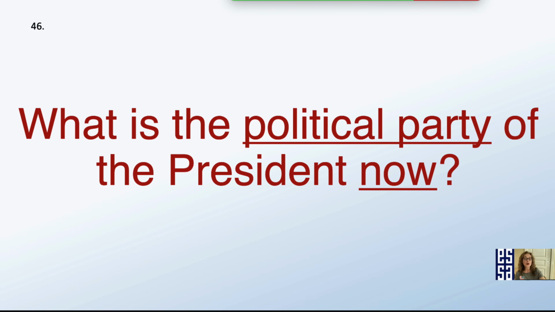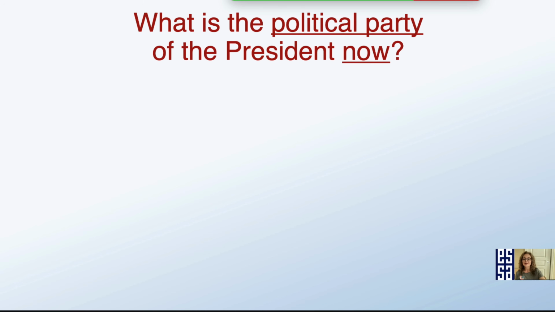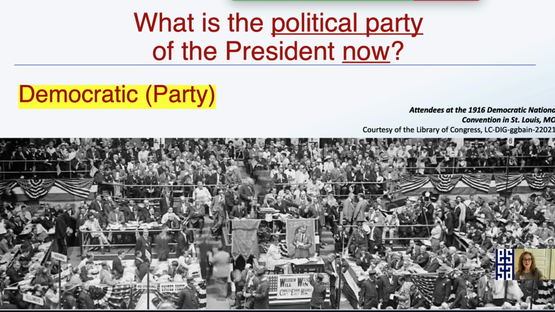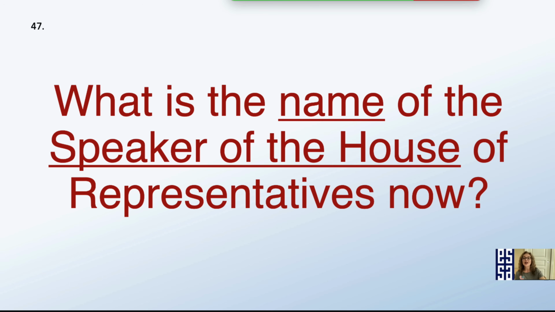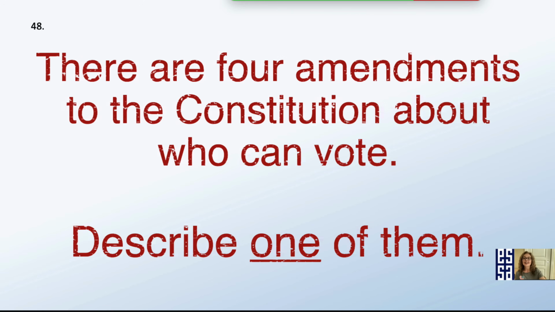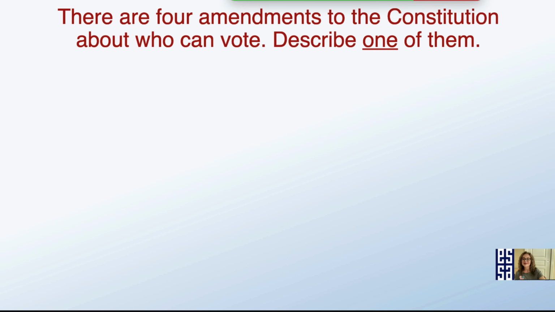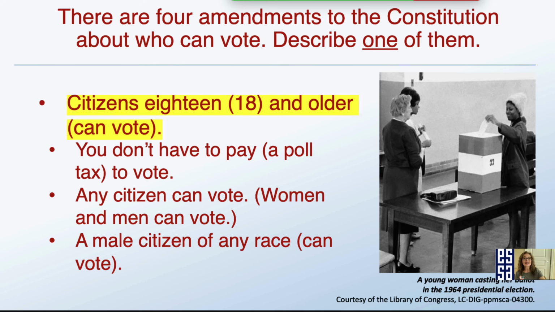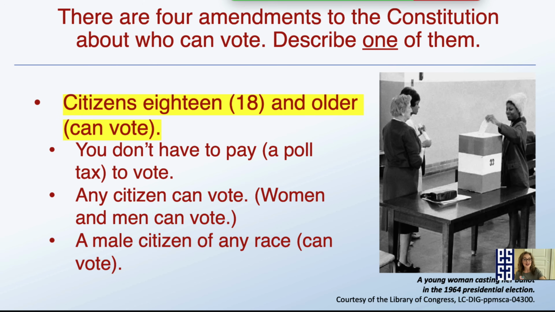What is the political party of the president now? Democratic Party. What is the name of the Speaker of the House of Representatives now? There are 4 amendments to the Constitution about who can vote. Describe one of them. Citizens 18 and older can vote.